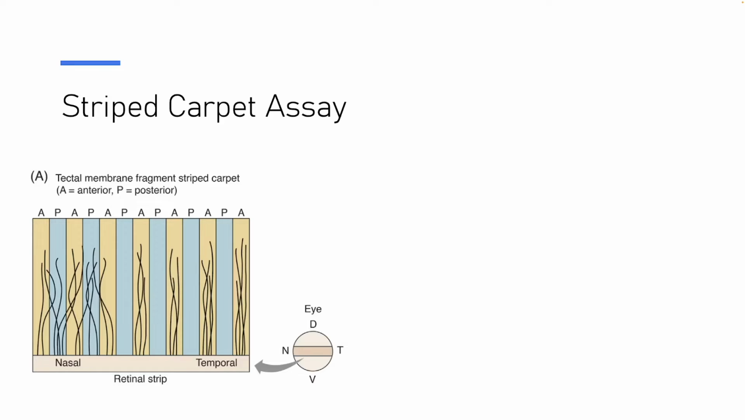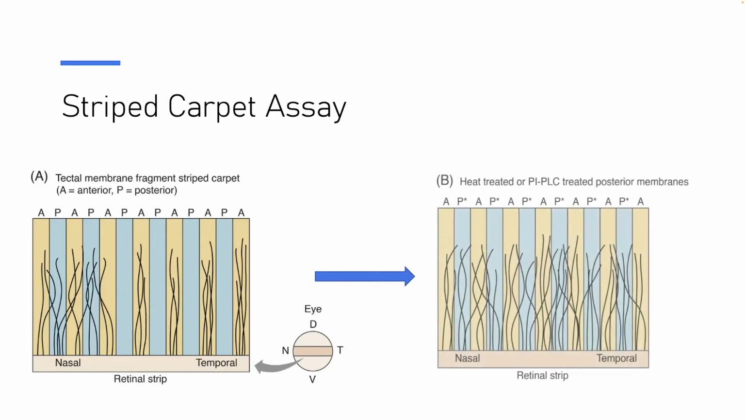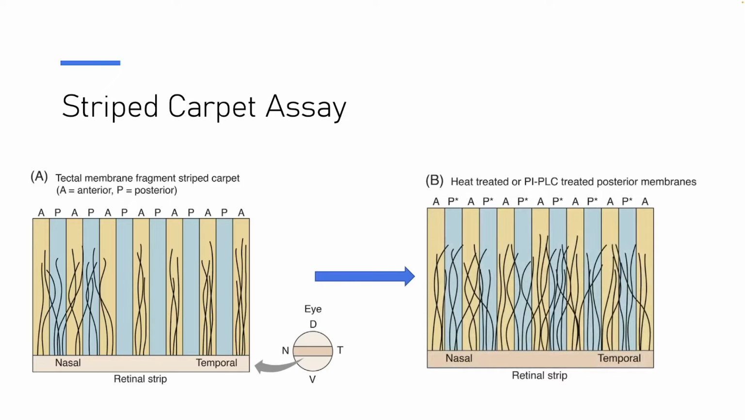Something must be influencing the temporal neuron's axonal preference. Either the anterior membrane is excreting an attractive cue, or the posterior membrane is excreting a repulsive one. Upon heating the tectal membrane, which would denature the proteins, they found that the temporal retinal neurons no longer exhibited preference. This suggested that the posterior tectal membrane was secreting a protein that was repulsive to the temporal axons.